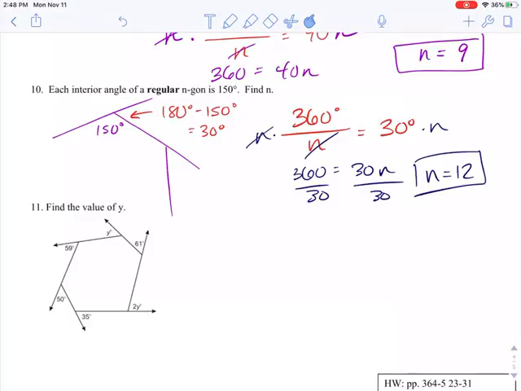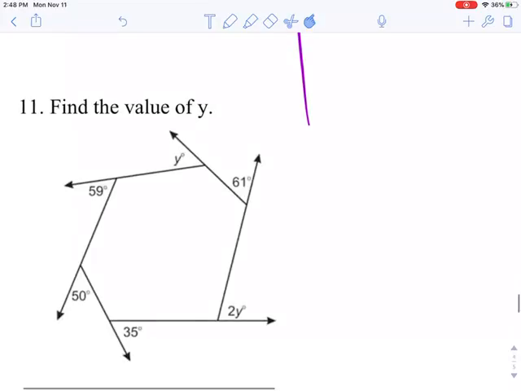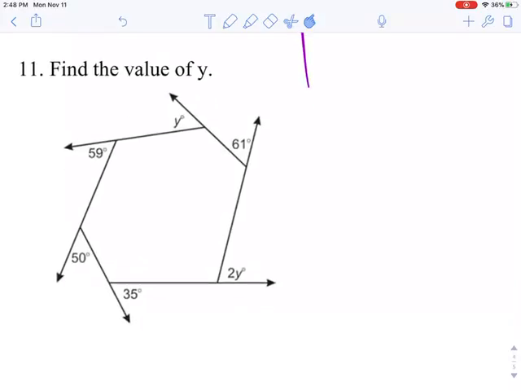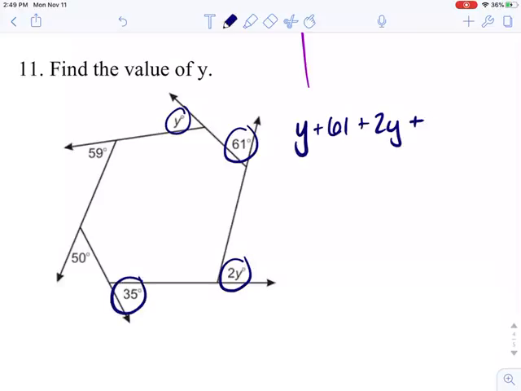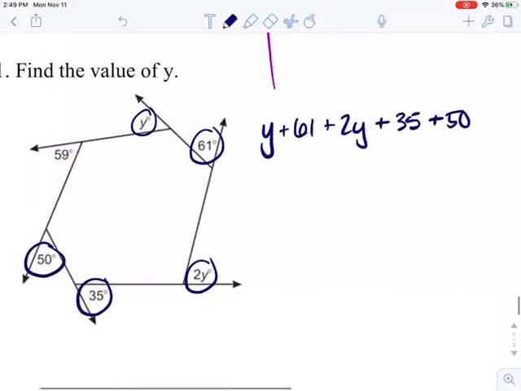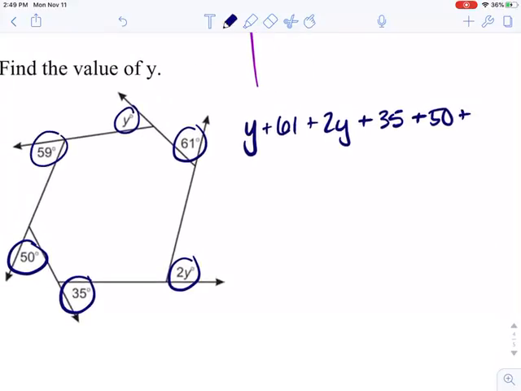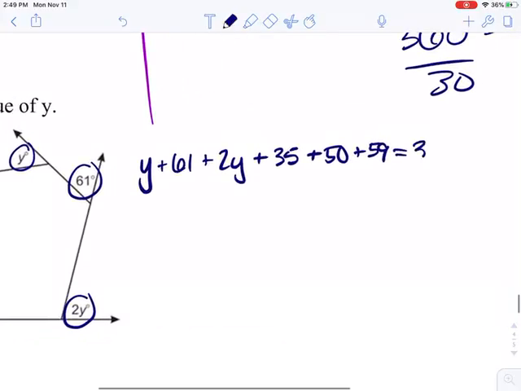All right, we've got just one more example here. Another algebra-based example. Here we've got a 6-sided figure, and we need to find y. And the sum of all of these is going to be 360. So I'll start with y plus 61 plus 2y plus 35 plus 50 plus 59. What we've learned and have been using is that the sum of all of those is 360.